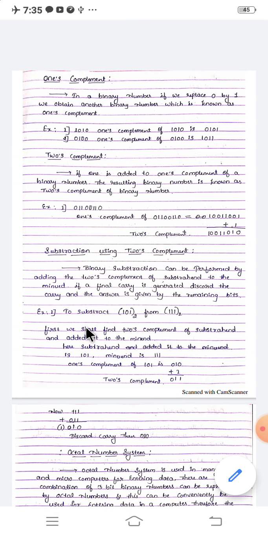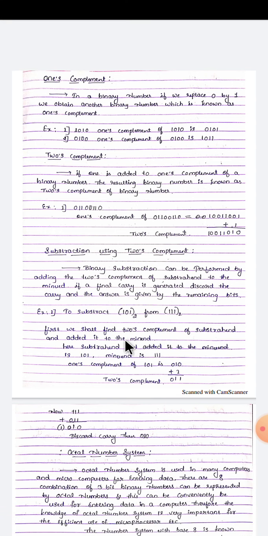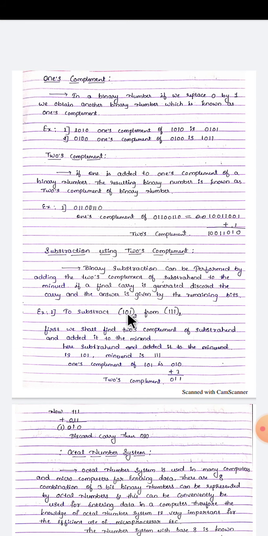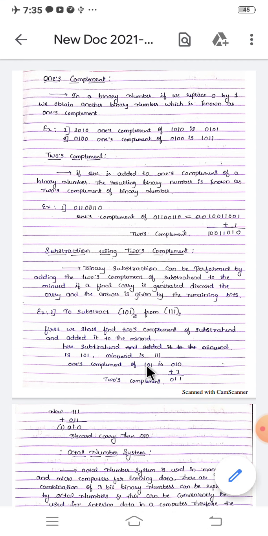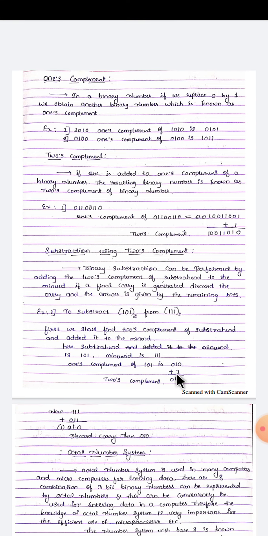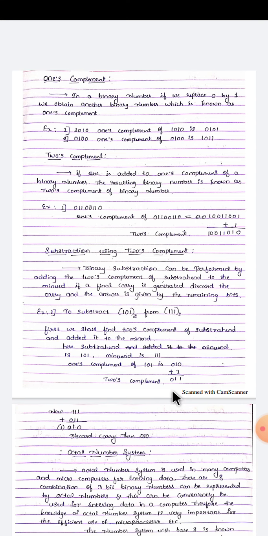So see here, we find the 2's complement of the subtrahend and add it to the minuend. This is the minuend and this is the subtrahend. 101 is the subtrahend and 111 is the minuend. So the 1's complement of 101 is 010. The 2's complement means adding 1. So 0 plus 1 is 1, 1 stays 1, and 0 stays 0. So this was the 2's complement of the subtrahend.